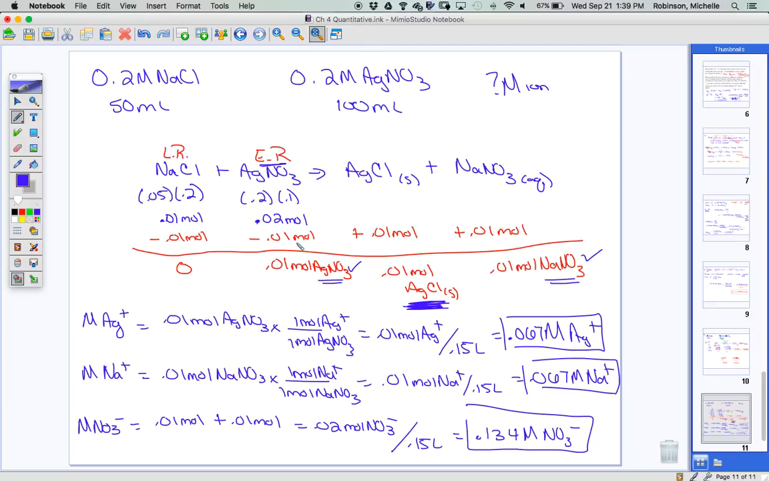How many moles of Ag plus did you start out with? 0.02. But the other 0.01 of them is sitting in here, right? Okay, so if you get it conceptually, you're doing well. You'll get it.